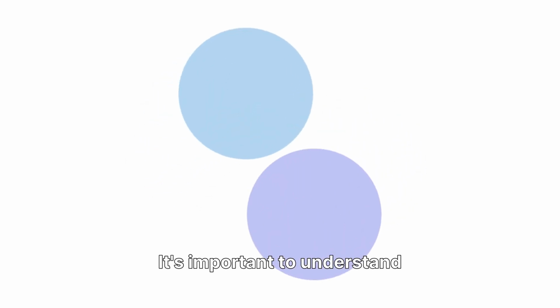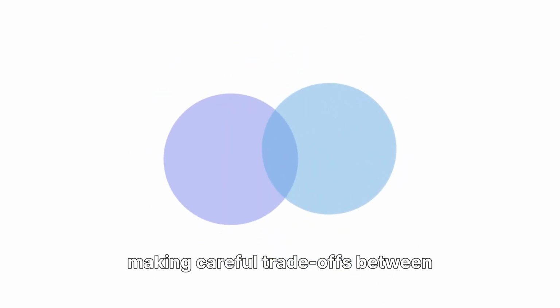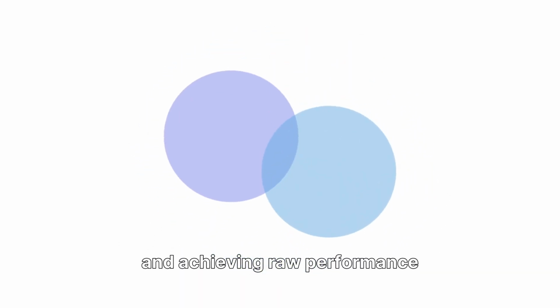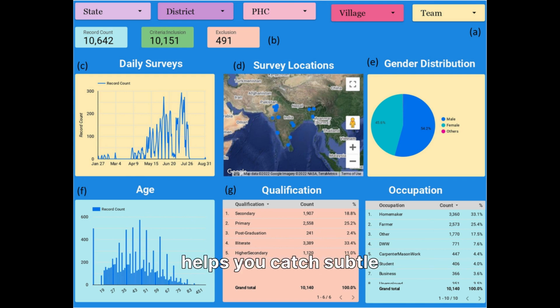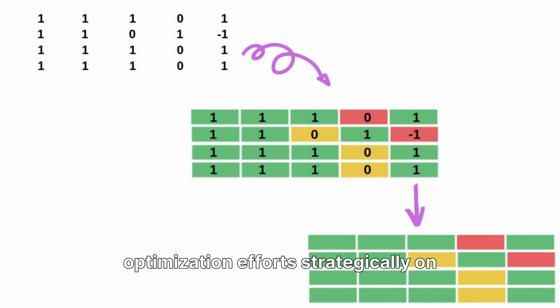It's important to understand that optimization frequently involves making careful trade-offs between code readability, long-term maintainability, and achieving raw performance gains. Implementing continuous profiling practices helps you catch subtle performance issues early in the development cycle, preventing them from escalating into major, costly problems. To achieve the greatest impact, always focus your optimization efforts strategically on the specific areas of your code that consume the most system resources.